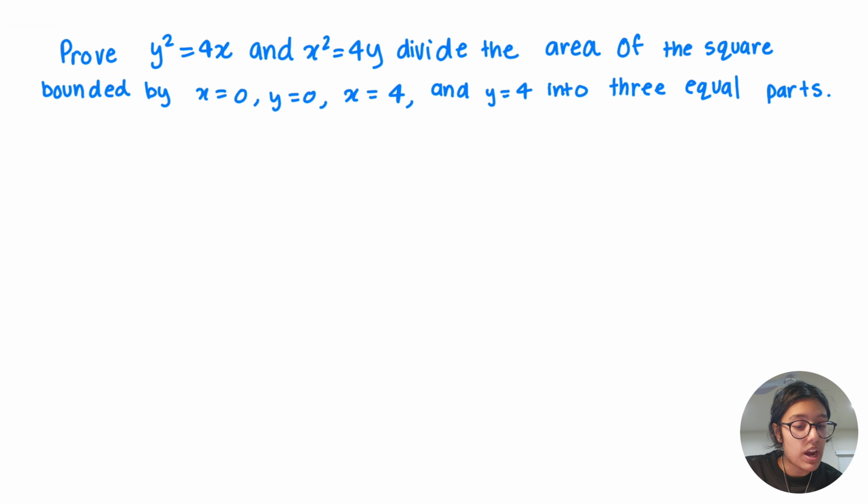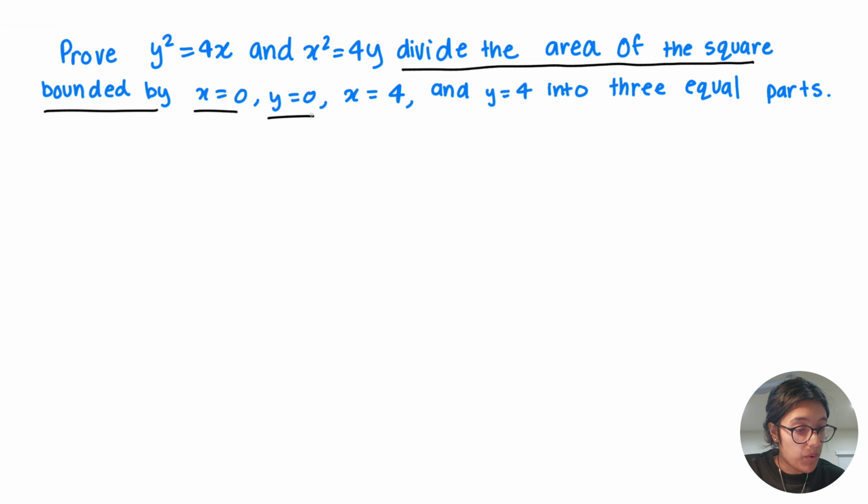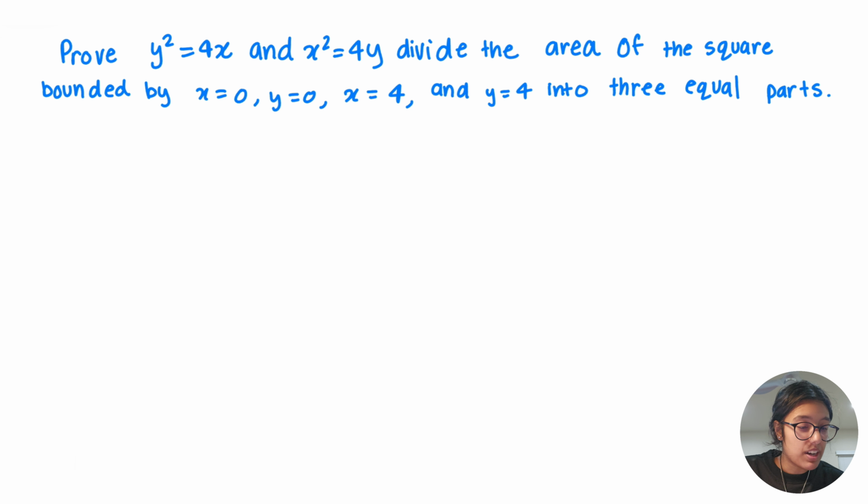Hey everybody, Sakani here. Today I have a very interesting problem. Prove that the functions y squared equals 4x and x squared equals 4y divide the area of the square bounded by x equals 0, y equals 0, x equals 4, y equals 4 into 3 equal parts. At first this problem may seem a bit intimidating, but as I like to say, always draw the graph first and then it makes much more sense. So I'm going to draw it right now.